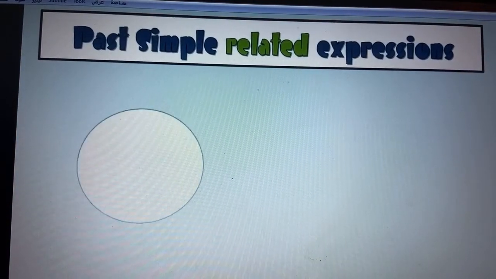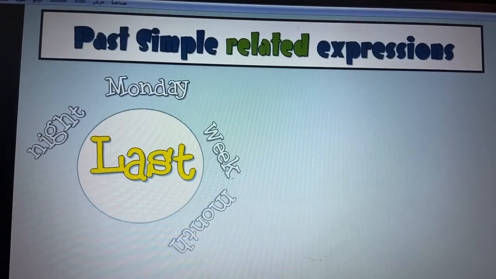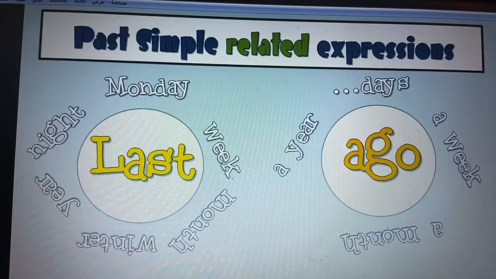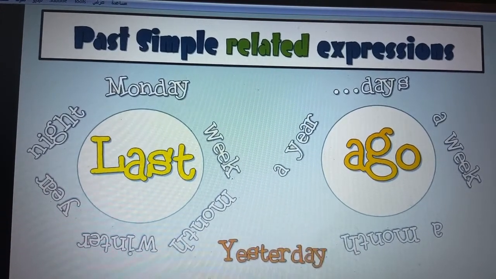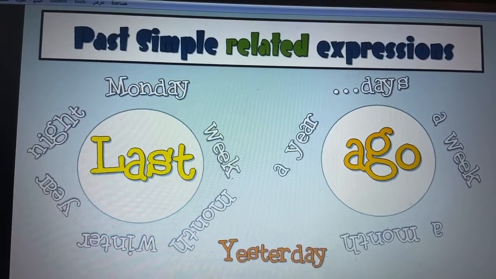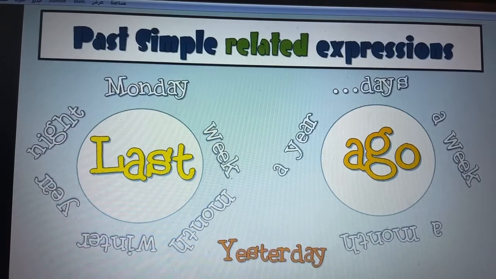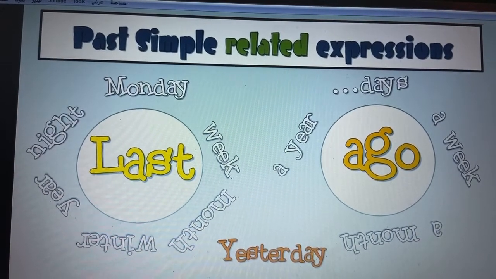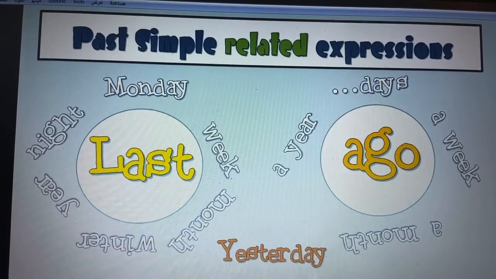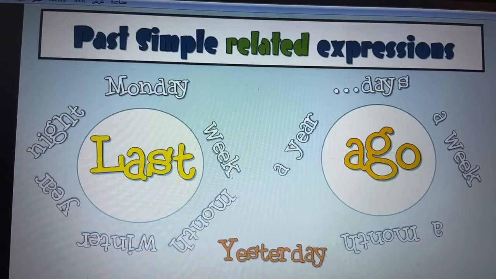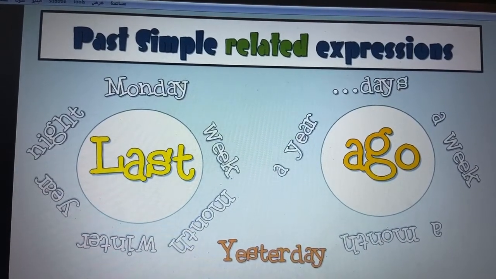So, past simple related expressions, or keywords, or time expressions, we have 3 main expressions. Last, ago and yesterday. We could say last Monday, last week, last month, last winter, last year, or last night. Or the expression could be days ago, a week ago, a month ago, a year ago, maybe 2 years ago, 2 weeks ago, it doesn't matter, and yesterday. These are the keywords or the related expressions. When we notice them in a sentence, we should know that it is a past simple sentence, or an action that happened in the past.